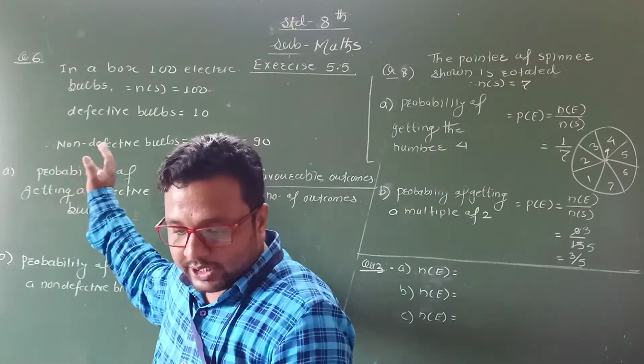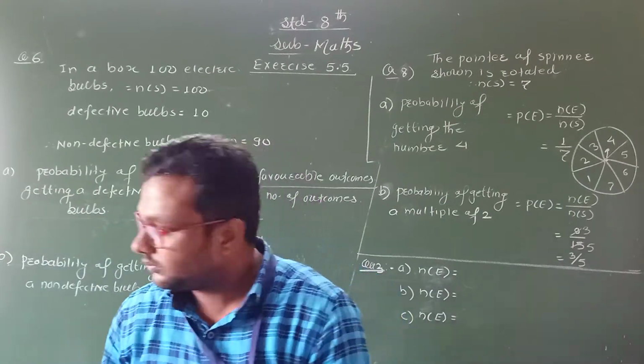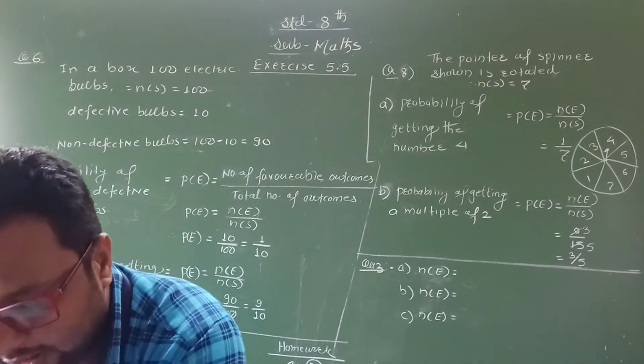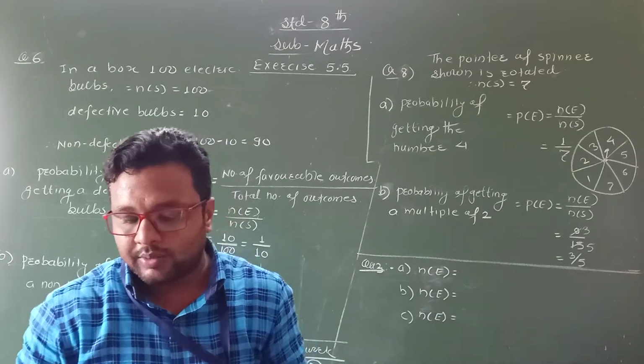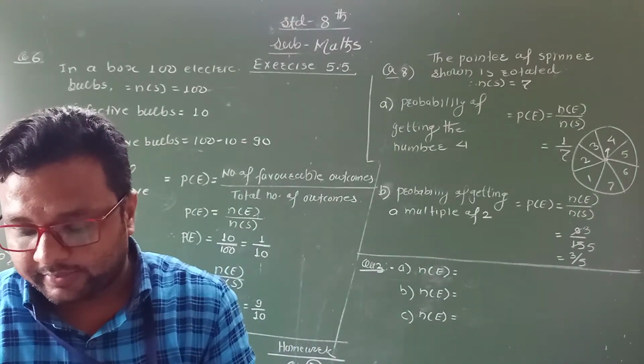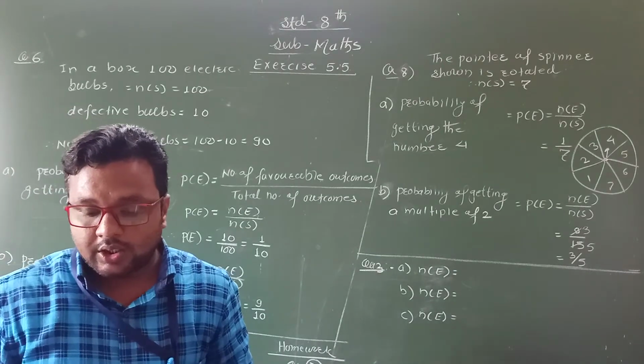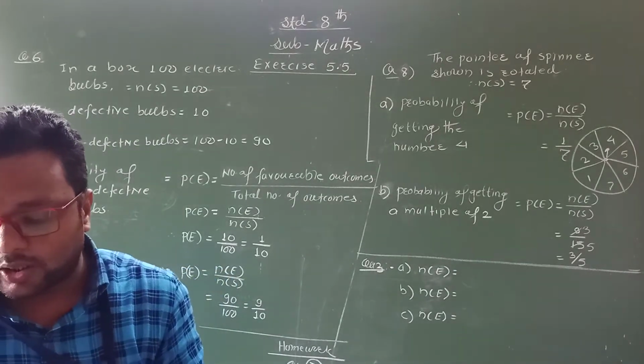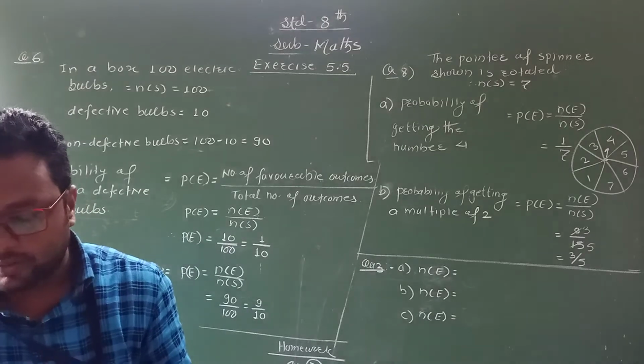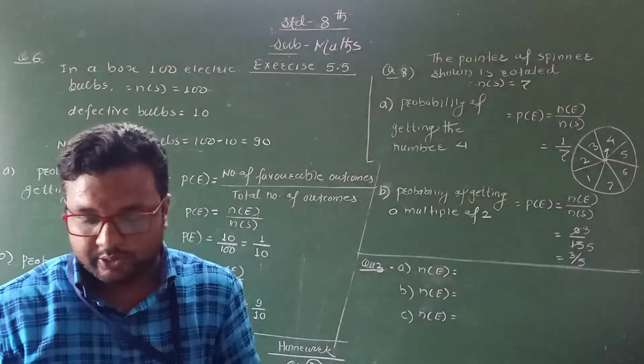Question number 6 is given. In a box of 100 electric bulbs, 10 are defective. One bulb is taken out at random from the box. What is the probability that the bulb drawn is (a) defective and (b) non-defective?